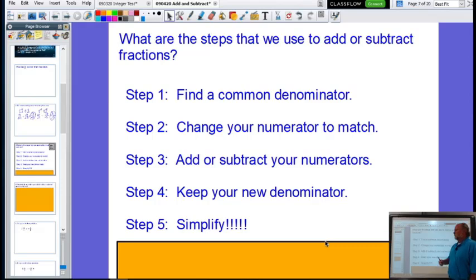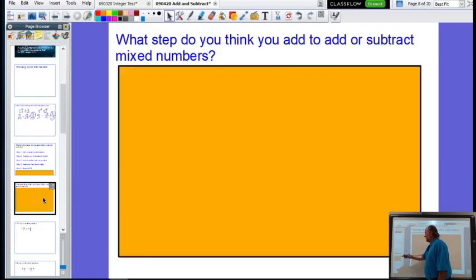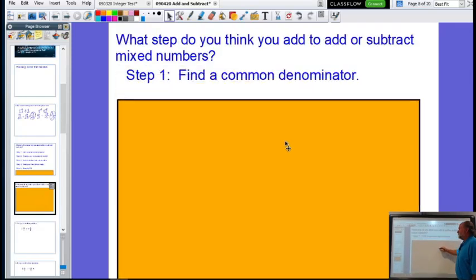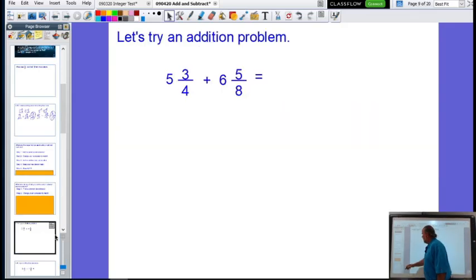Now what we're really focusing on today is mixed numbers. So if I were to give you a problem like this, how do you think those rules are going to change? Is the first step going to be the same? Yes, we're still going to find a common denominator. Is the second step going to be the same? Yes, change your numerator to match. Now some of you back in elementary school have been taught, oh, Mr. Nash, all we have to do is change this into an improper fraction using the popcorn method, and then I just add them. No, you can't do that.